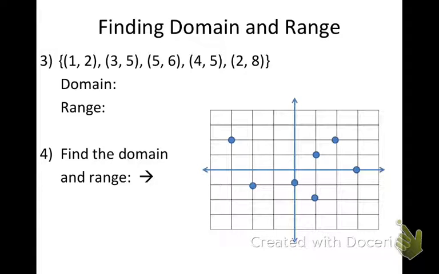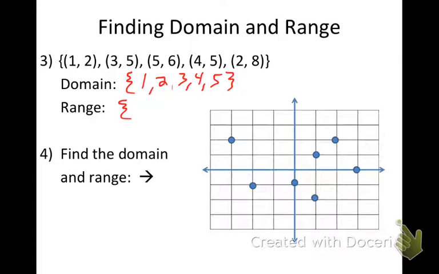Number 3. I want to list the set of my domain. Drew, can you give me the set of my domain here? The set of my X values. 1, 3, 5, 4, 2. Ooh, how do we list them always? From least to greatest. So 1, 2, 3, 4, 5. Nice job.